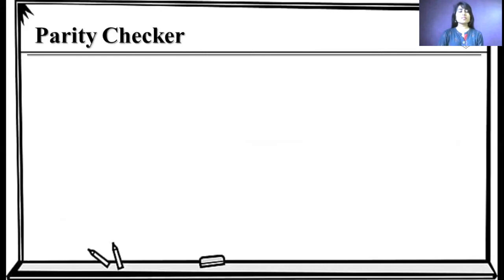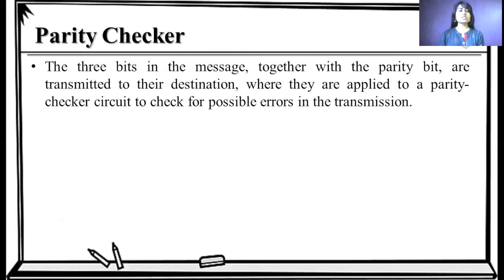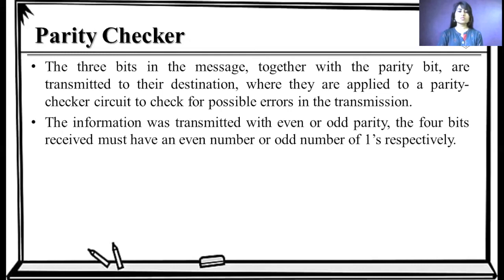Now let's discuss the parity checker. The 3 bits in the message together with the parity bit are transmitted to their destination, where they are applied to a parity checker circuit to check for a possible error in the transmission. The information was transmitted with even or odd parity. The 4 bits received must have an even or odd number of ones, respectively. As we have a 3-bit message plus 1 parity bit, at the receiver side a total of 4 bits are received.